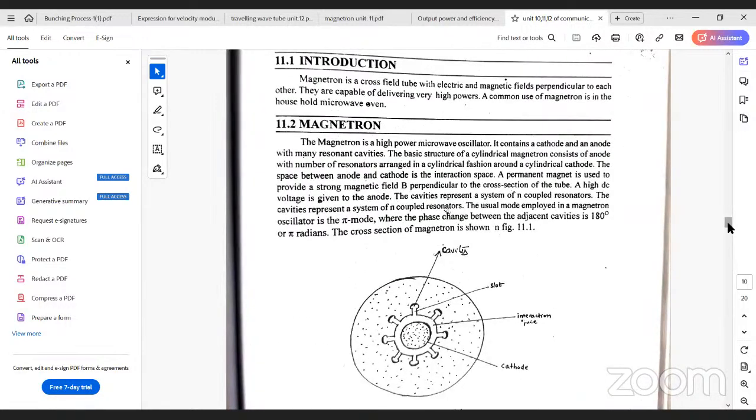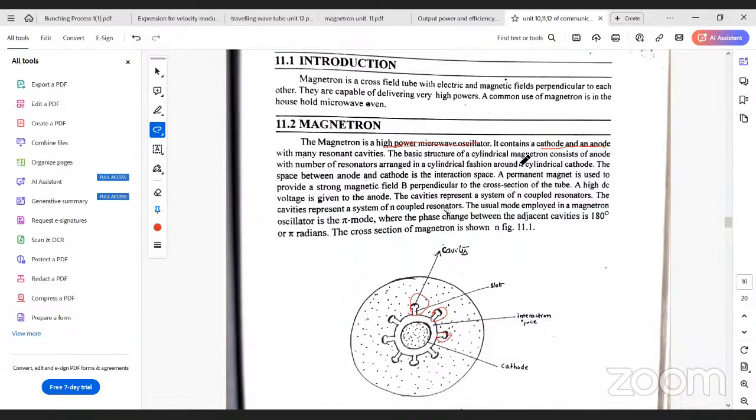Why will we use this magnetron? Magnetron is used for high power microwave. Magnetron is used for high power oscillators. The first paragraph in the textbook gives the description of the diagram. It contains both cathode and anode with resonant cavities. These cylindrical circular shapes are called resonator cavities.